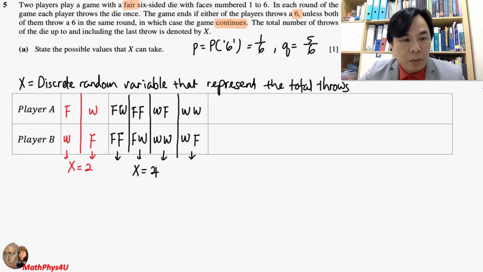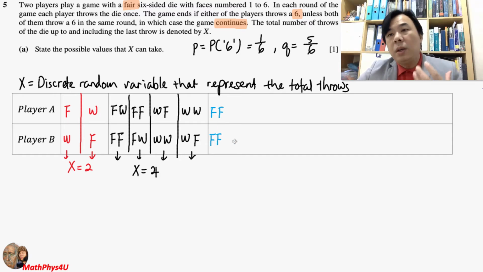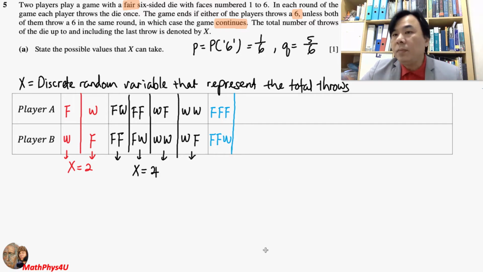So for me, I would investigate further, like is there any possibility where the game could continue further? So I'm going to start off by having both not getting a 6, so they will proceed on, and then both of them will still get a non-6, so they're going to proceed on further, and then once they proceed on further, yes, we do have a winner here. We have one winner. That is one possibility.